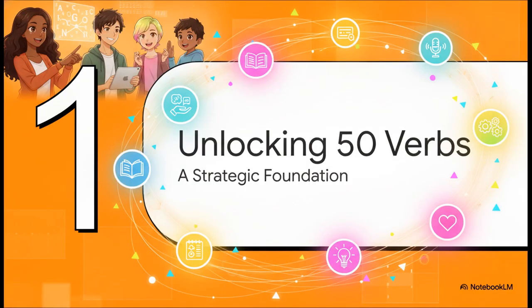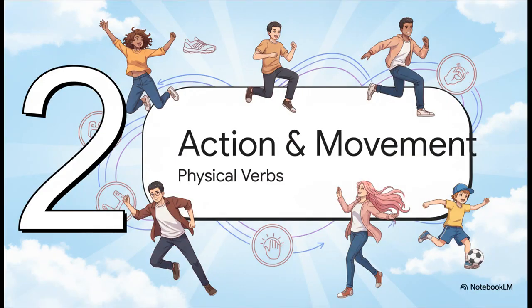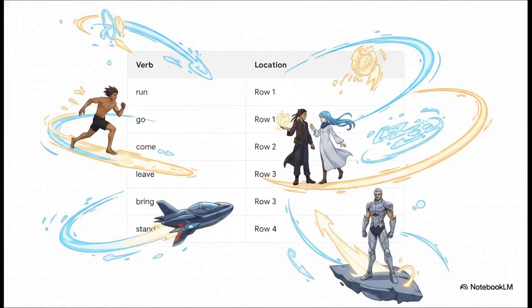Starting off with Section 1, unlocking 50 common verbs. Moving right along to Section 2, actions and movement verbs. The absolute most vital concept to grasp right out of the gate is that this grid is not just some random list of dictionary entries you're supposed to rote memorize. No way. It's a highly strategic, curated foundation. And to understand a language, we first really have to understand how we move through the physical world. When we systematically pull these specific words out of the grid, a clear engine of physical movement is completely revealed.